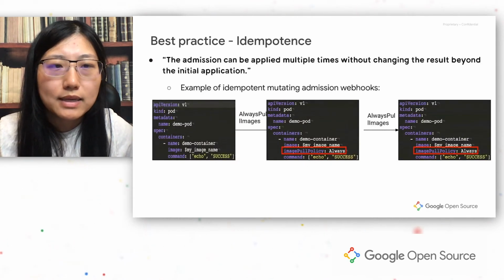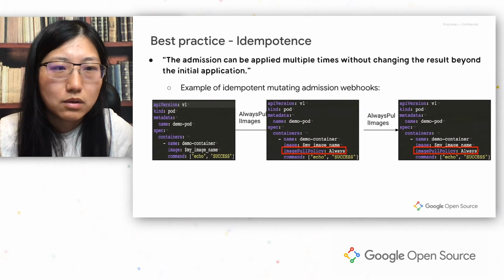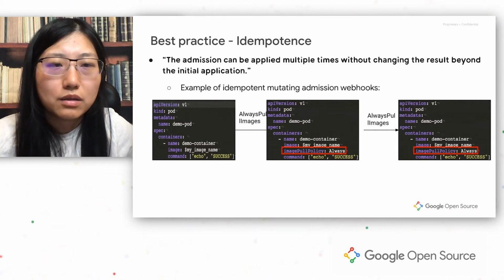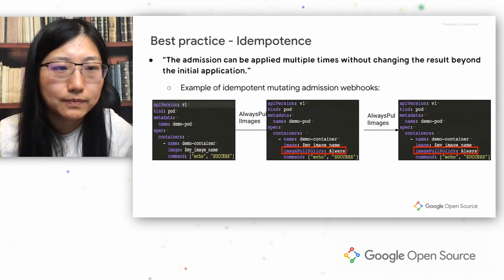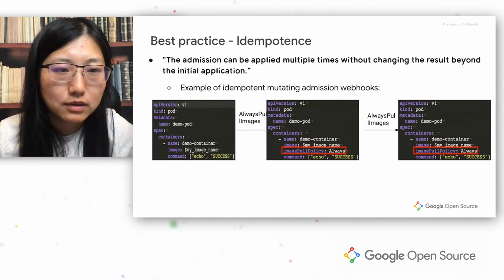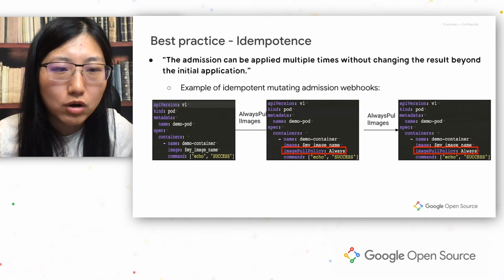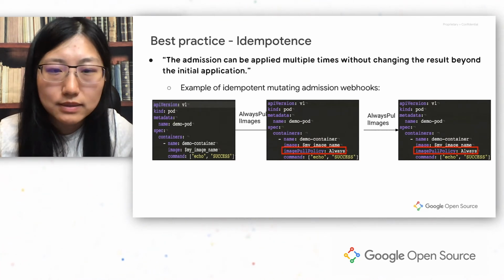The first one is idempotency. What is idempotency? After being applied multiple times, the status, the result, and the side effects should be exactly the same as being applied once. So here is an example of idempotent mutating admission webhooks. Always pull images. No matter how many times it's been called, it will always check the image pull policy field and update it to be always if it was not.